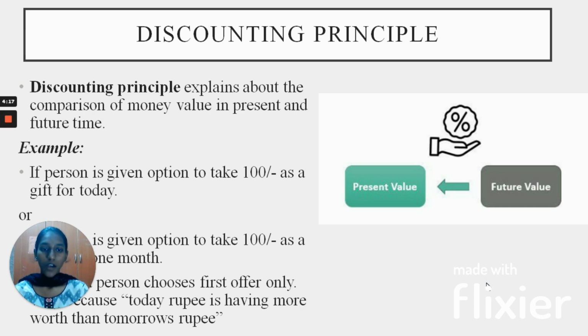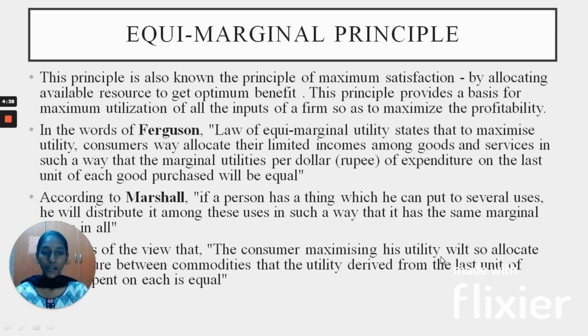For example, if a person is given the option to take 100 rupees as a gift today, or the option to take 100 rupees as a gift after 1 month, normally a person chooses the first offer only. Why? Because today's rupee has more worth than tomorrow's rupee. And the equimarginal principle. It is one of the widely used concepts in managerial economics. This principle is also known as the principle of maximum satisfaction.